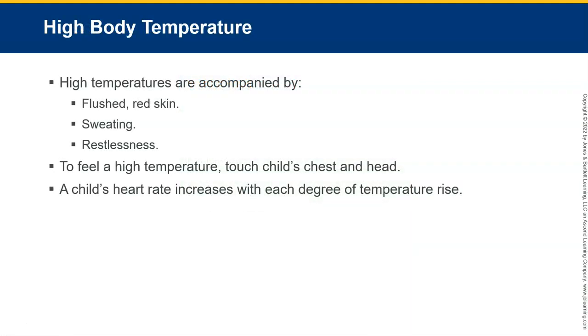Temperatures. High body temperature. Those high temperatures in children are often accompanied by flushed, red skin, maybe sweating, restlessness, they're just uncomfortable and all of that. To feel a high temperature, you can touch the child's chest and their head is where you'd normally feel it. What I would suggest is pull down your glove just a little bit and put the back of your hand right on top of their forehead, or their chest as well.